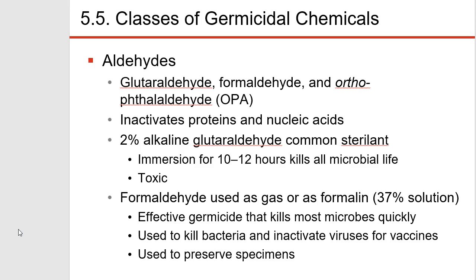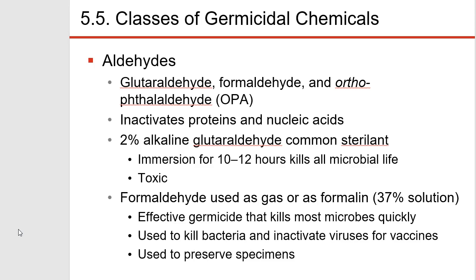Aldehydes: glutaraldehyde, formaldehyde, or OPA. For more formaldehyde, we use something similar called formalin, which is a derivative of it. It's a germicide that kills most microbes quickly. That's what we use for the cat dissections.